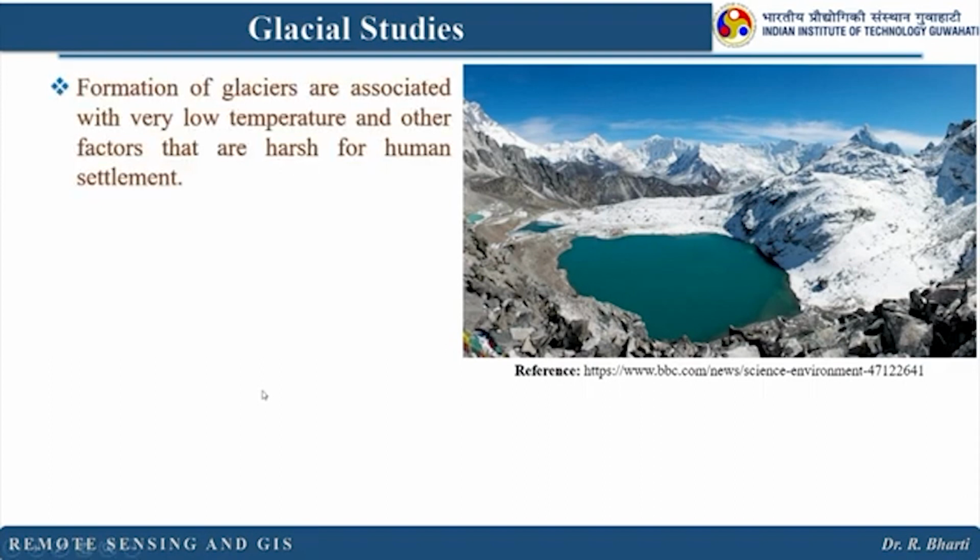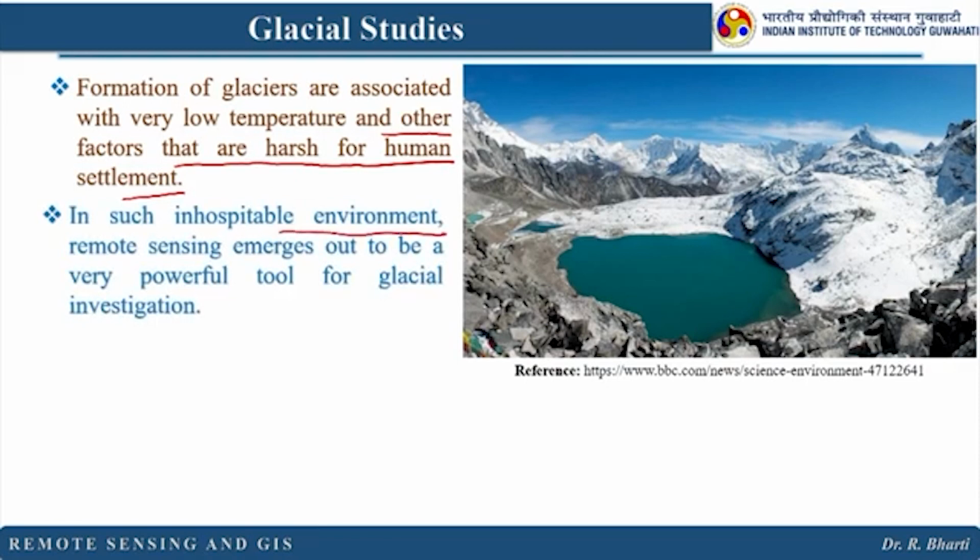Formation of glaciers is associated with very low temperature and other factors that are harsh for human settlement. We cannot survive in those conditions where these glaciers have been formed. In such an inhospitable environment, remote sensing emerges as a very powerful tool for glacier investigation. Why? Because you need not go there, you just have to access the data captured from satellites and you can do n number of different investigations. For conventional techniques, you have to visit the ground, take samples, and do some in situ experiments, then only can you derive meaningful information. But when remote sensing is involved, you can do it from your office or lab, provided you have access to the appropriate remote sensing data.